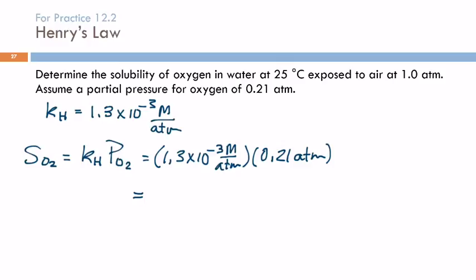So I'm getting 2.7 times 10 to the minus 4 moles per liter, because the atmospheres cancel out. So water at room temperature and atmospheric pressure doesn't have a lot of oxygen in it.